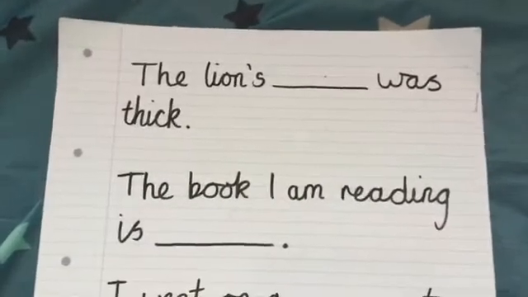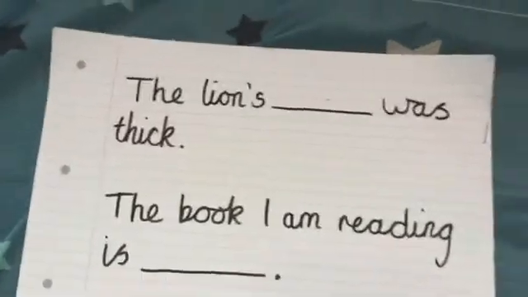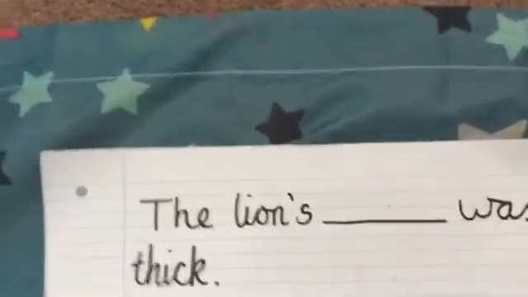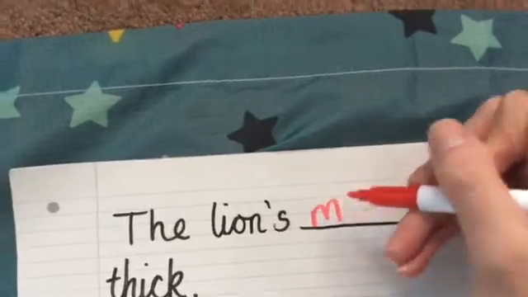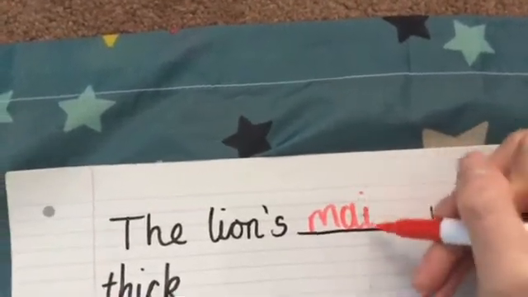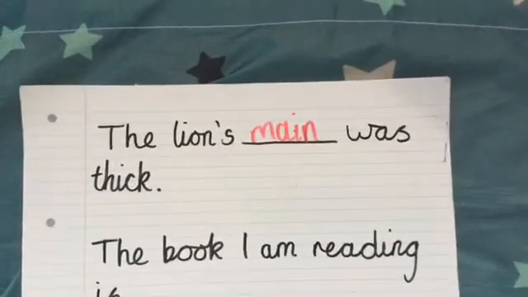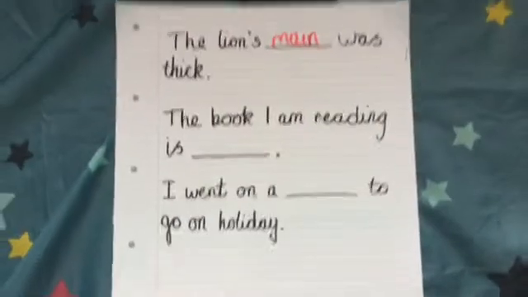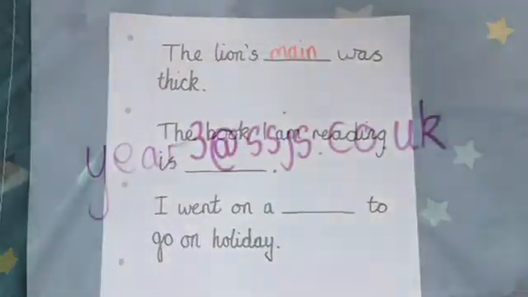So, for example, with this first one, the lion's something was thick. The word that I'm thinking I need to use is mane. But if I was to use the incorrect homophone, if instead I was to write main, this would be the incorrect homophone for that sentence. So think very carefully about the homophone that you are going to use.